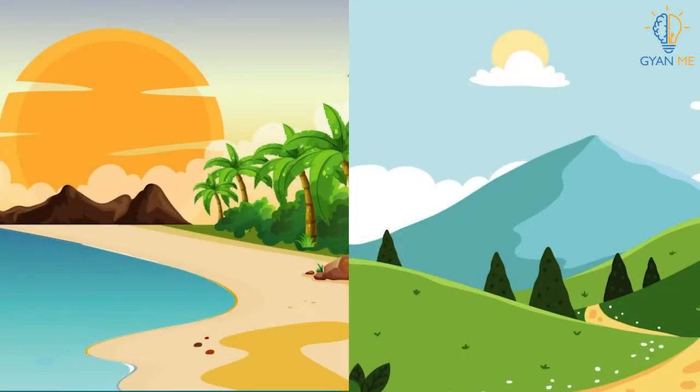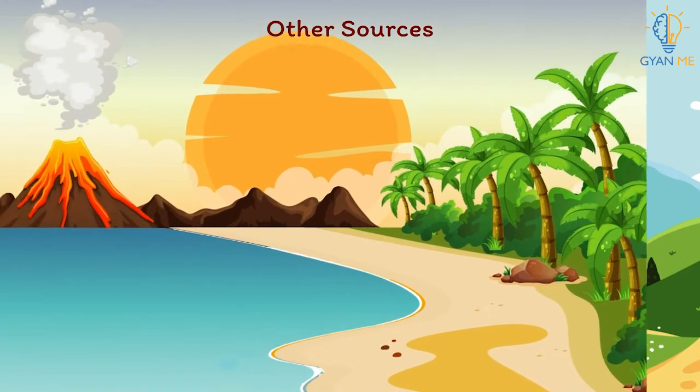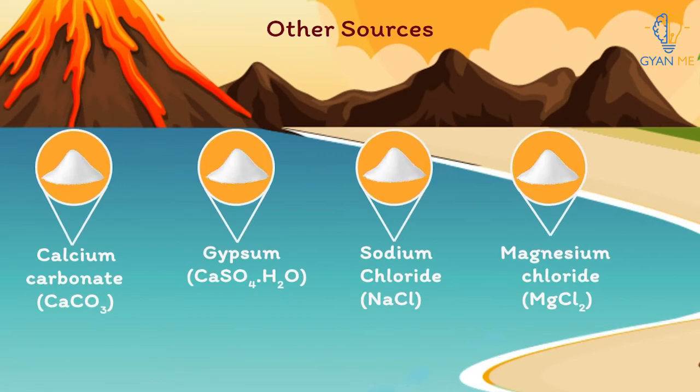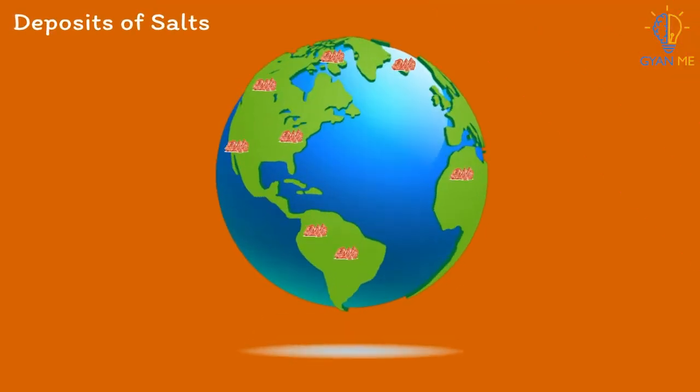Students, common salt is also obtained from some other sources like seawater and rocks. Seawater contains many salts dissolved in it, including sodium chloride, that is NaCl. Deposits of solid salts in the form of rocks are also found in several parts of the world. These salts are called rock salt.